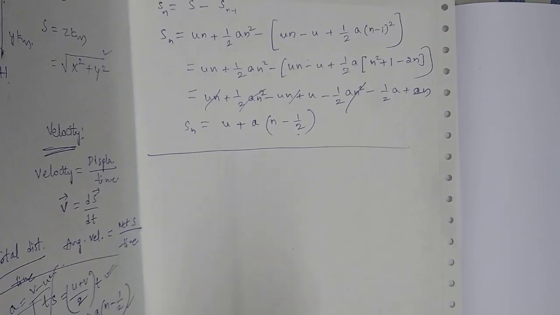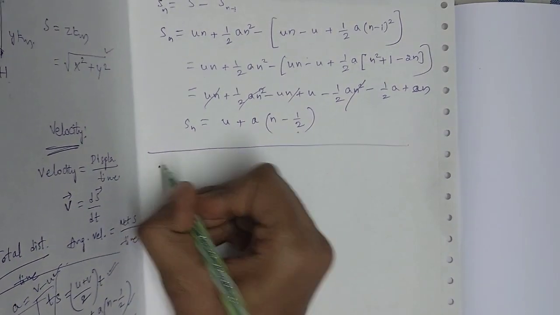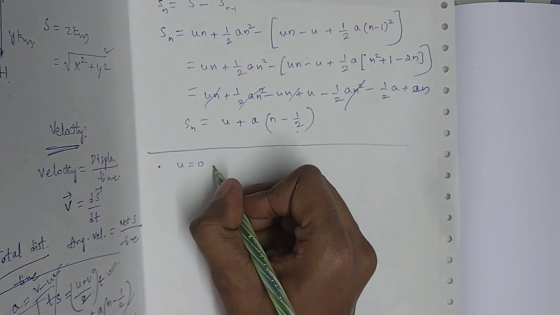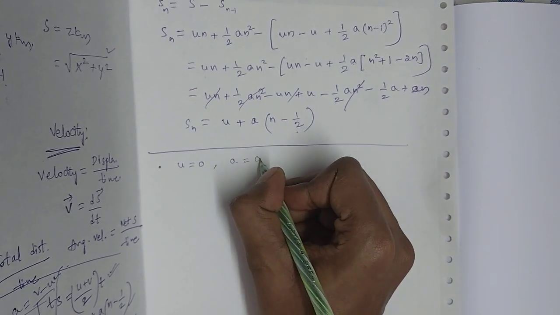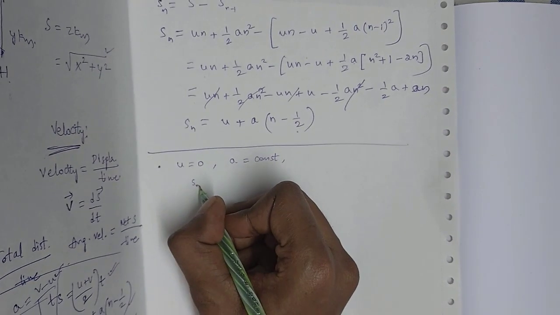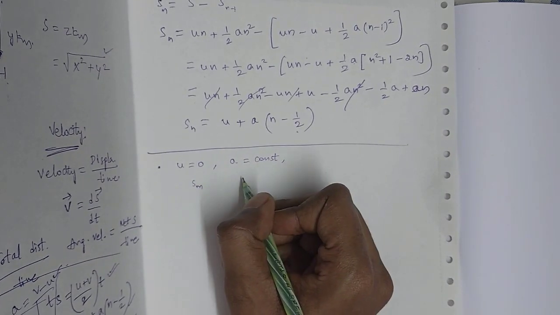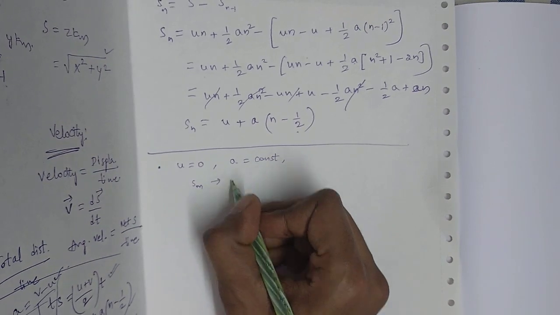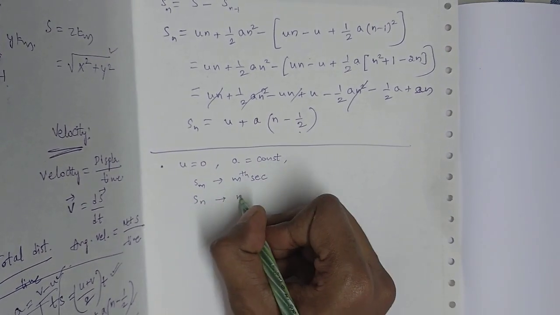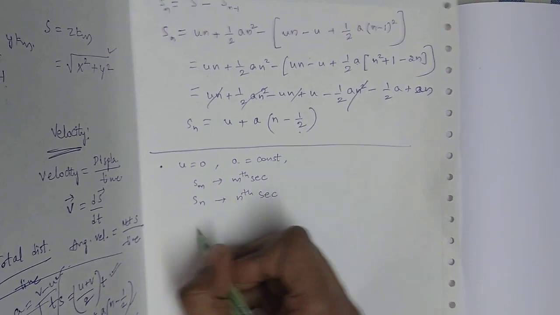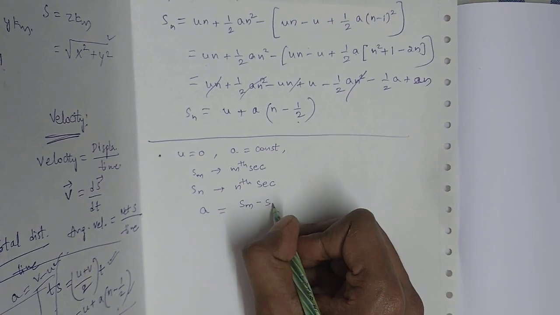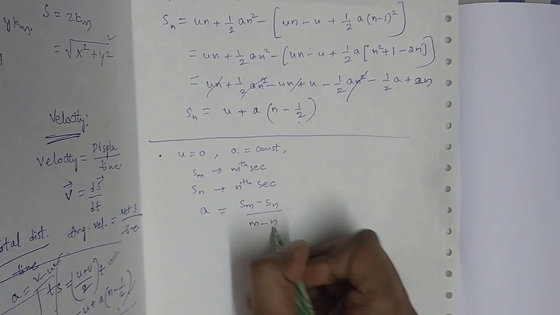NEET physics. For a case, if a particle starts from rest, initial velocity is 0, with constant acceleration, then Sm is the distance traveled in mth second. Sn is the distance traveled in nth second. Then the acceleration equals Sm minus Sn by m minus n.